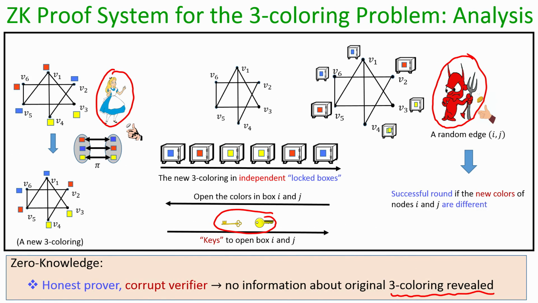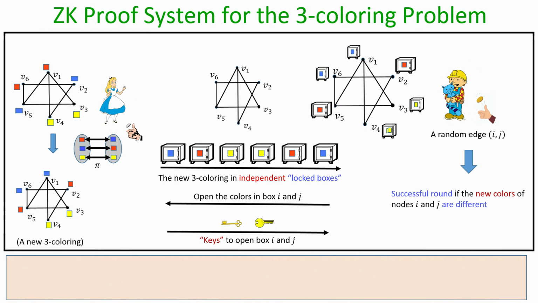And remember, in each of the rounds Alice is picking a fresh, independently chosen pi. That means she is randomly permuting the existing 3 coloring and creating a new 3 coloring. So, the new 3 coloring in the first round will be independent of the new 3 coloring in the second round, and like this the new 3 coloring in the kth round will be independent of all the new 3 colorings in the previous rounds. That means in each of the rounds the verifier is just going to see the new colors of node i and node j, which I know are going to be distinct, and that is why it does not reveal anything about the original 3 coloring which was available with Alice. So, that proves the zero knowledge property.